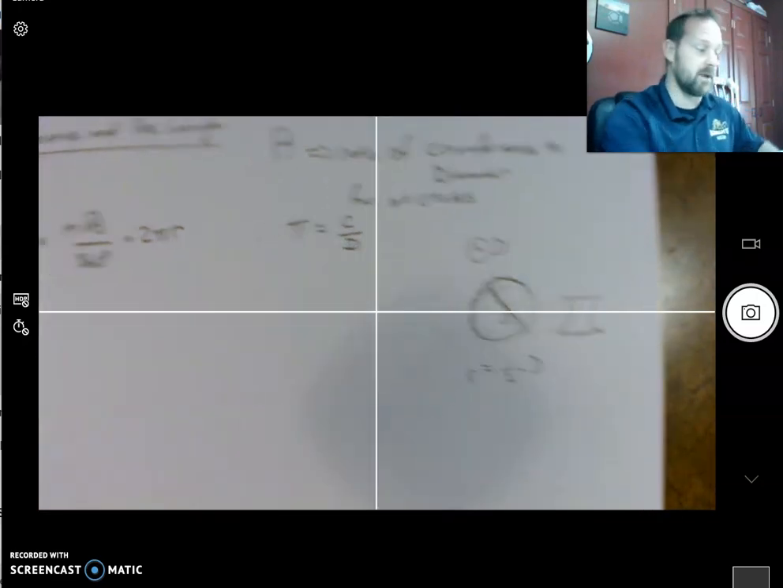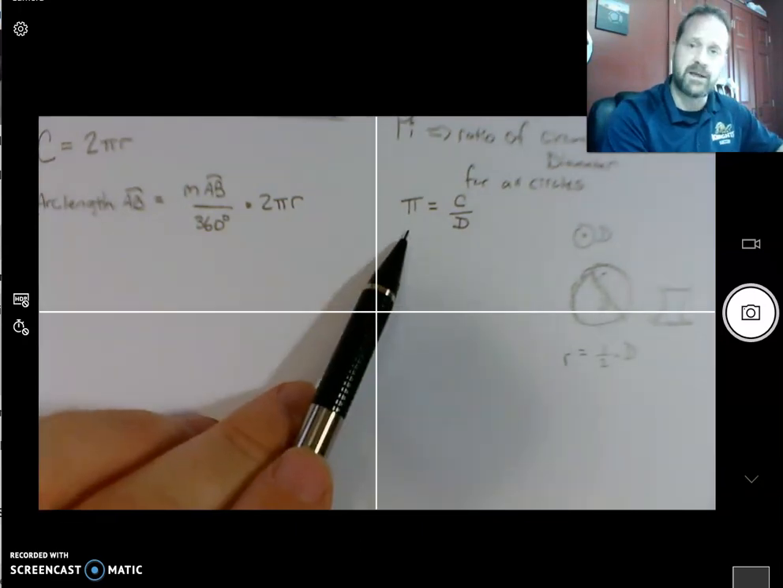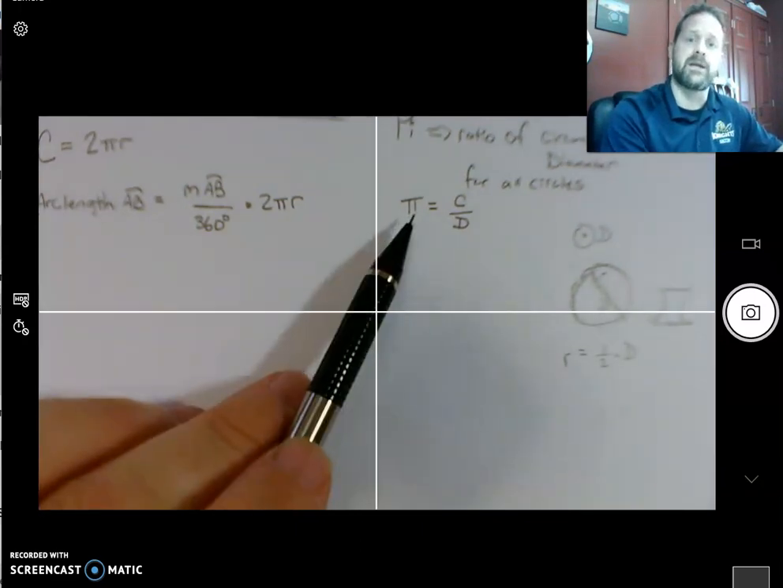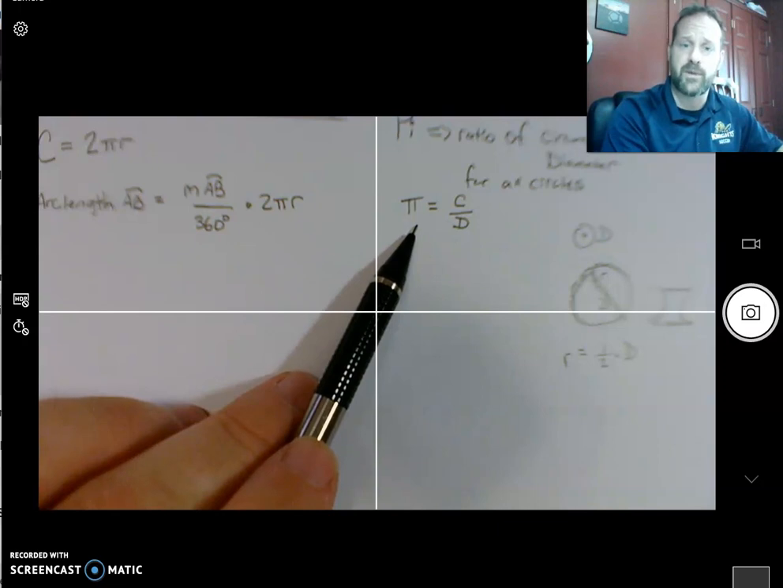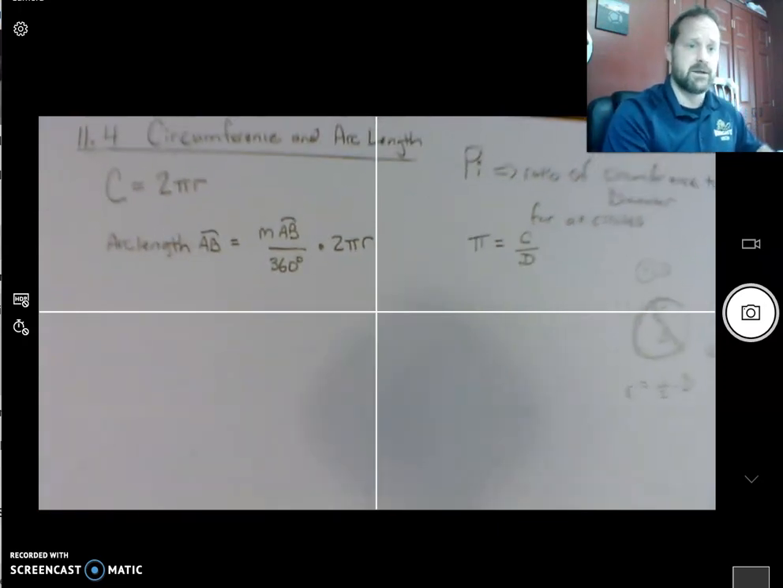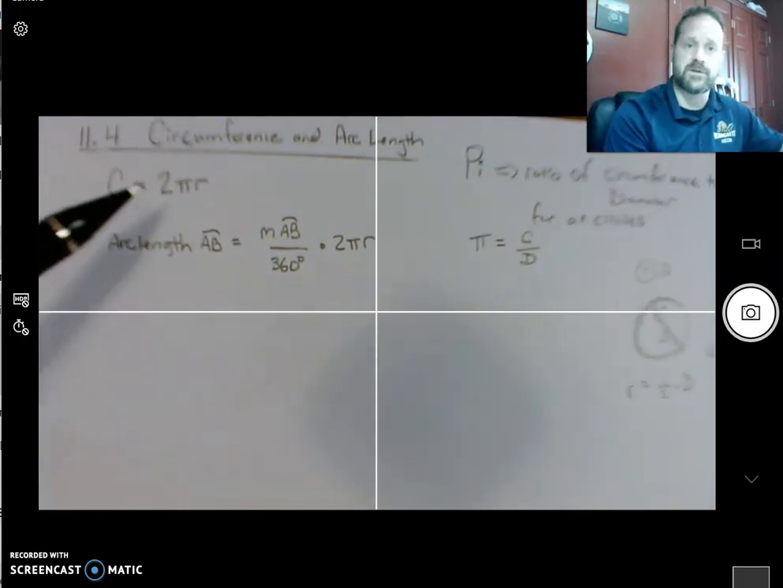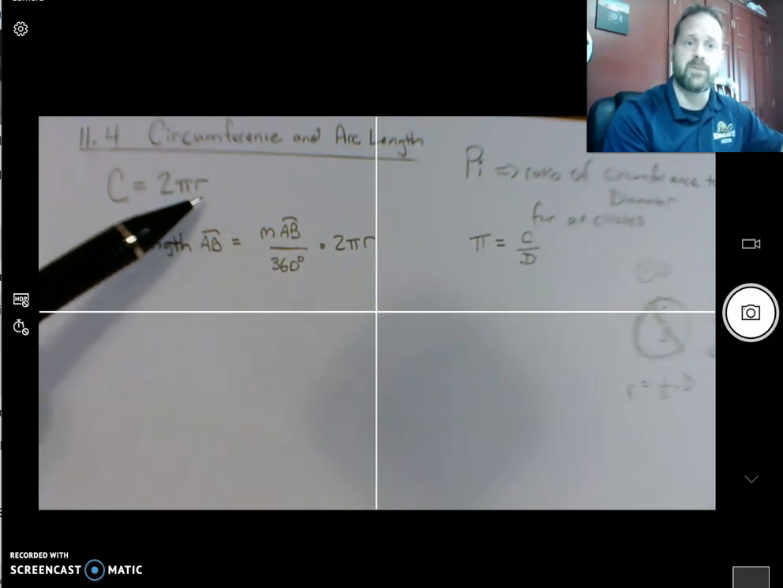Please use the pi key as often as you can, and keep it in terms of pi when appropriate, and we'll talk more about that. So the formula for circumference is 2 pi r. Two multiplied by pi multiplied by r.